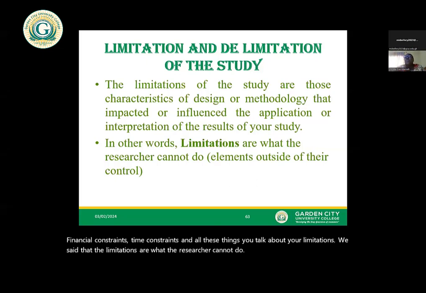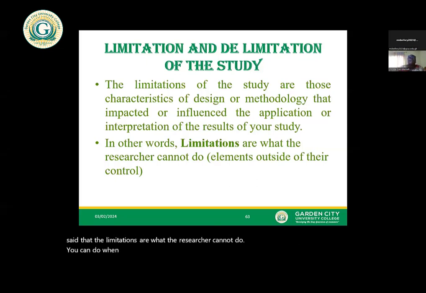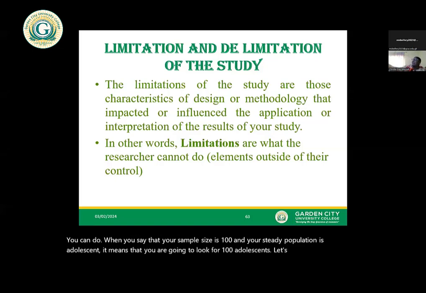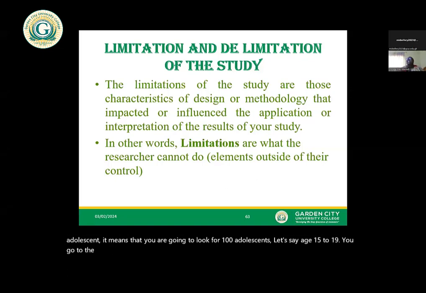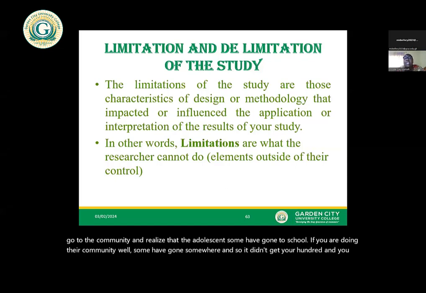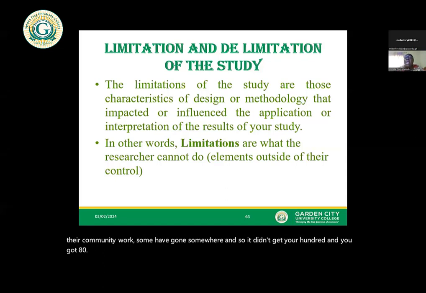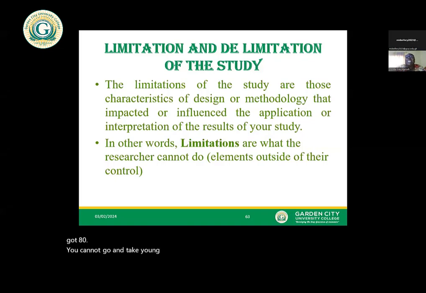You can't do. When you say that your sample size is 100 and your study population is adolescent, it means that you are going to look for 100 adolescents, let's say age 15 to 19. You go to the community and realize that some adolescents have gone to school, some have gone somewhere, and so you didn't get your 100 and you got 80. You cannot go and take young adults and add them as adolescents.